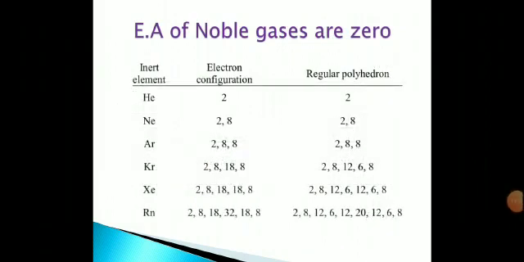Now let's see the electron affinity of noble gases. The electron affinity of noble gases is 0. Why? Because all the noble gases have completely filled outermost shells. So they do not need any electron. That is why an electron cannot be added to the noble gases. So the electron affinity of noble gases is 0.